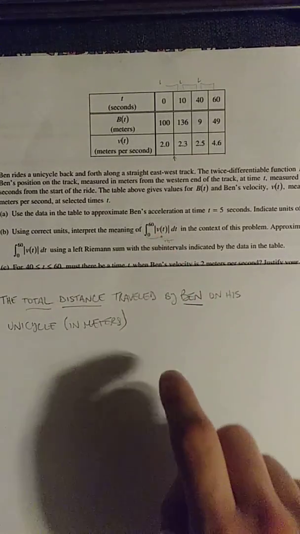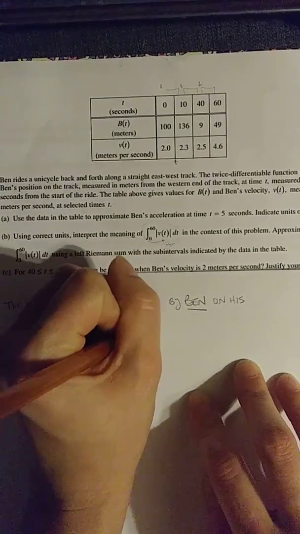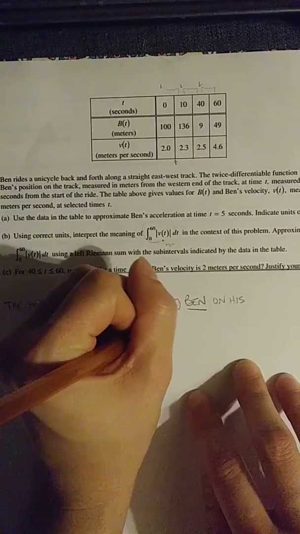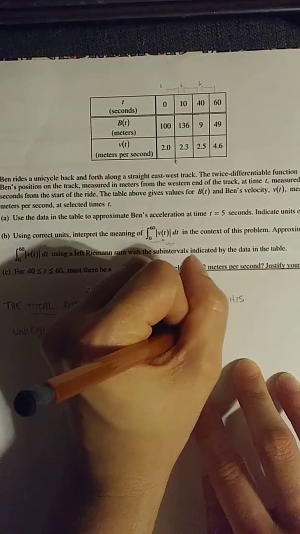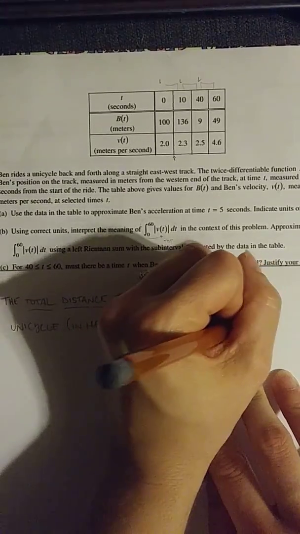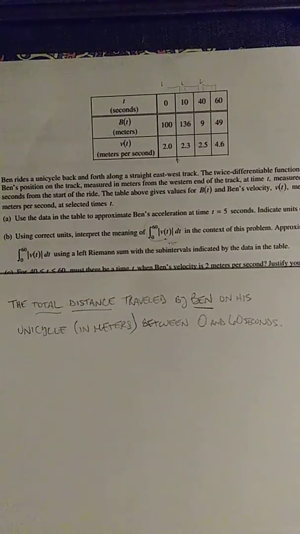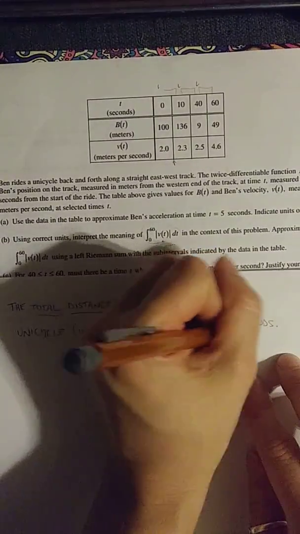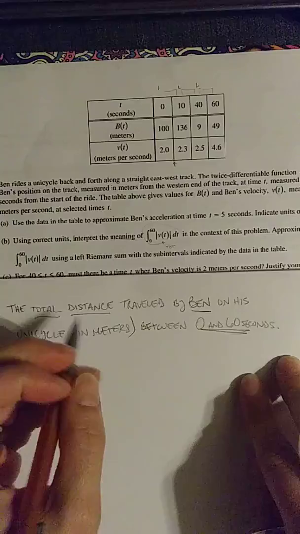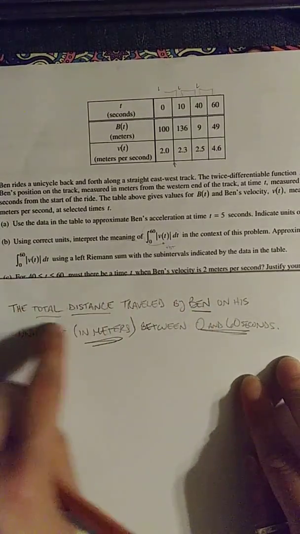So we have to say from 0 to 60 seconds, okay? So we can say between or from, it doesn't matter. So between 0 and 60 seconds, okay? However you want to phrase it, it's up to you, but you have to mention time, units, the story, and what the function means.